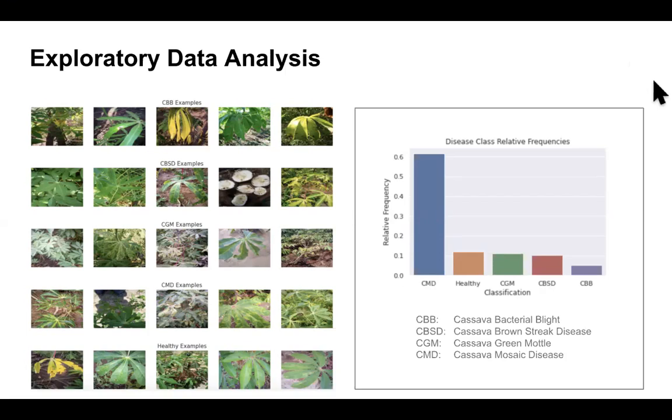On the right is a breakdown of the images of our dataset by the 5 classes. As clearly displayed, the dataset is disproportionate in favor of CMD. This is something that is necessary to consider when training a model. And now I'll hand it over to Chris.